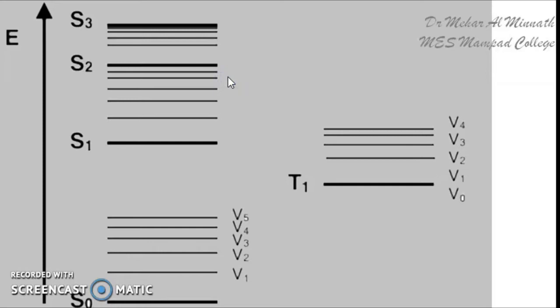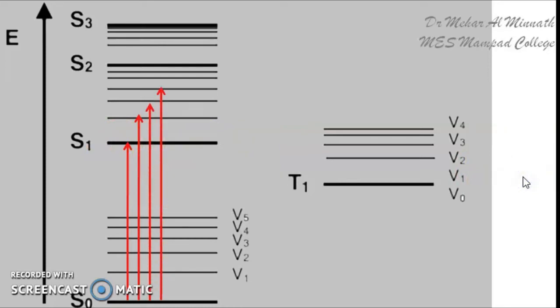Now let us come to the absorption of light by the molecule. So when the molecule absorbs light, the electrons from the ground state get excited and go on to the excited state. Now in this case this is a singlet excited state. Now the electron can move on to the higher vibrational levels of the singlet excited state, or it can be excited to the lowest vibrational level of the singlet excited state.